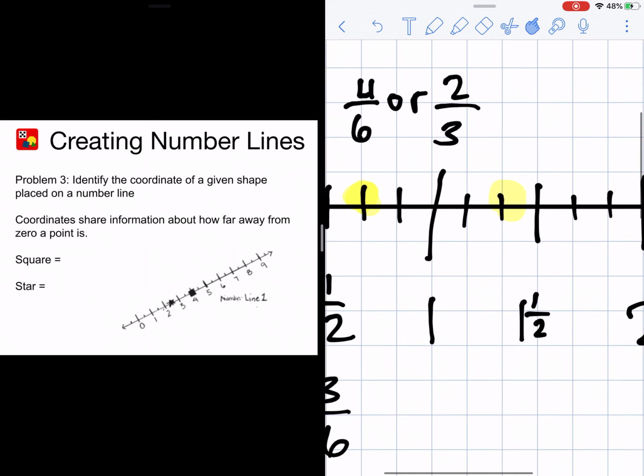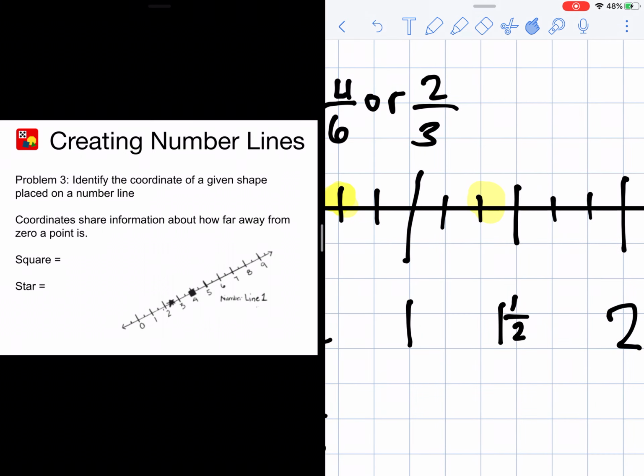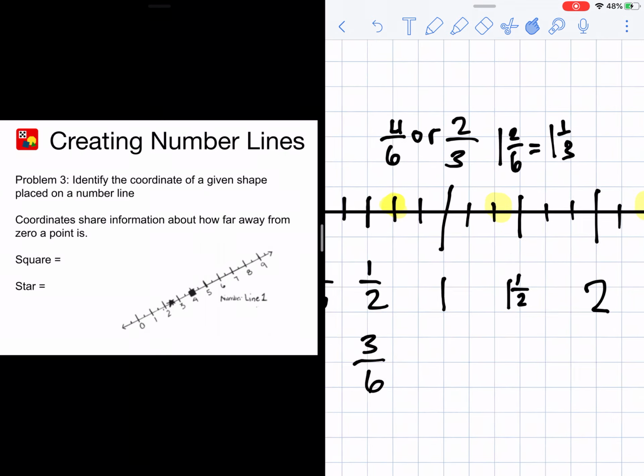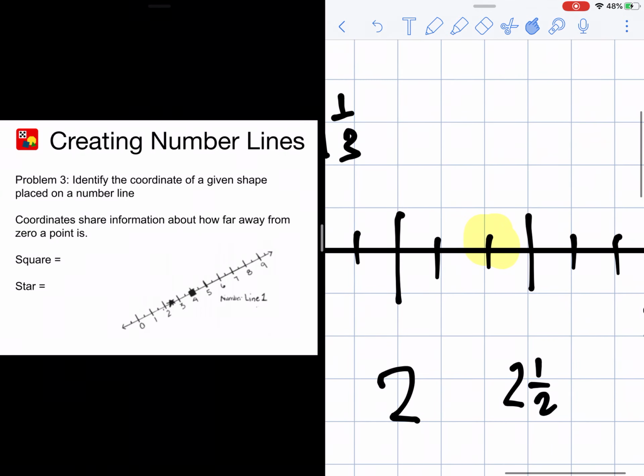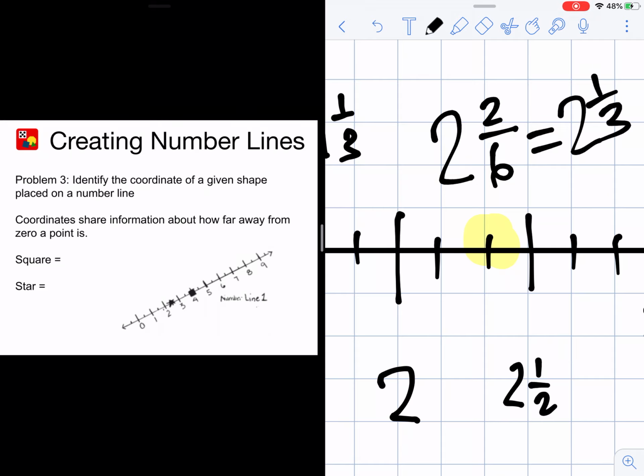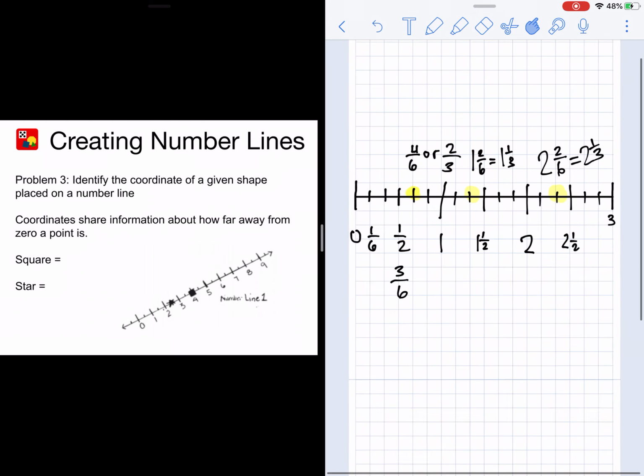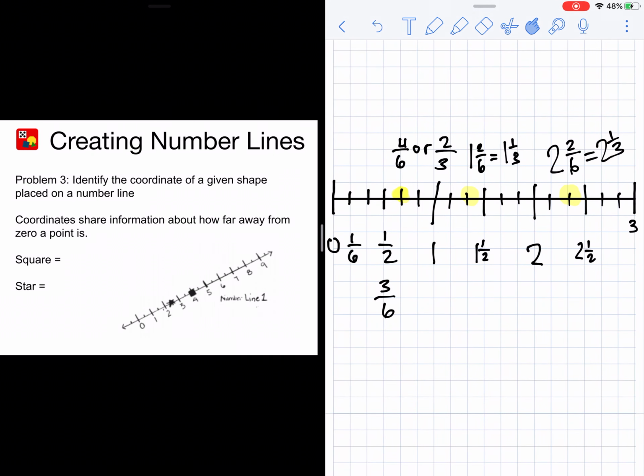Okay, now I'm going to go to this one. So this one is 1, and we know each is a 1/6. So this is 1 2/6, which also is the same as 1 1/3. And the last one, we are at 2 2/6, which is the same as 2 1/3. So what we did was we just found the location of those yellow dots on our number line.